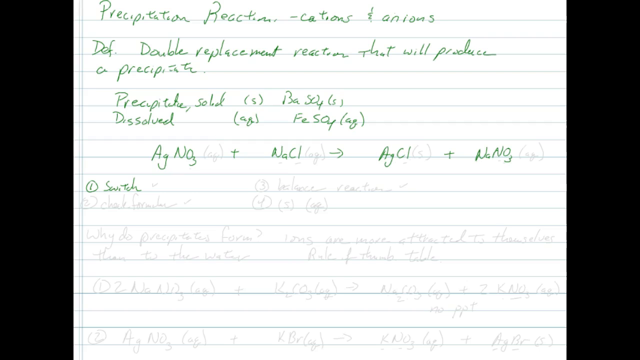You gotta write the formulas down correctly. Ag is 1 plus, Cl is 1 minus, so that's correct. Na is 1 plus, NO3 is 1 minus, so that is correct. So the next step is check formulas, which we did. Step 3 is the balanced reaction. 1 Ag, 1 Ag, 1 NO3 group, 1 NO3 group, 1 Na, 1 Na, 1 Cl, 1 Cl, so it's balanced.